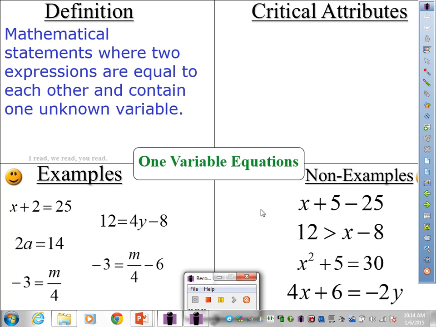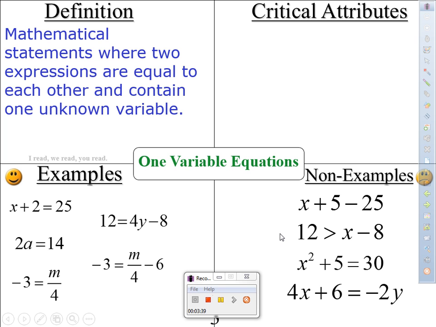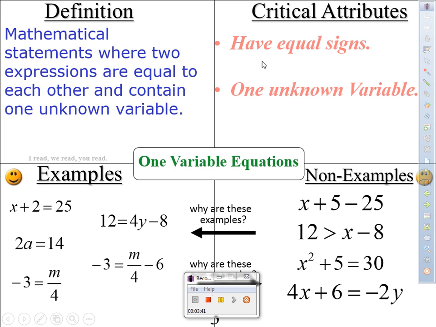Let's write our critical attributes. You said on these, this one was an expression. An inequality has an exponent of 2. This one has 2 variables. So the most important thing to remember is that it has an equal sign and one unknown variable. Copy that, please.